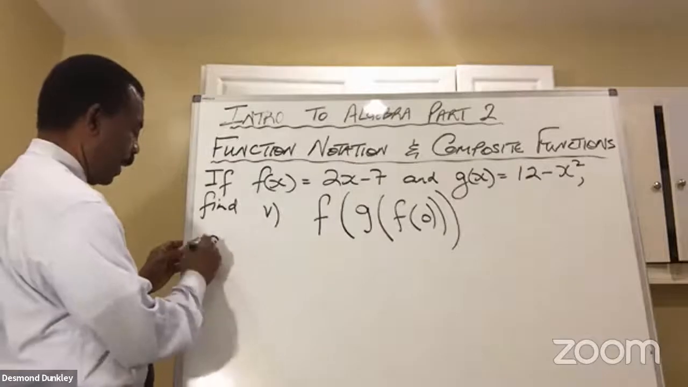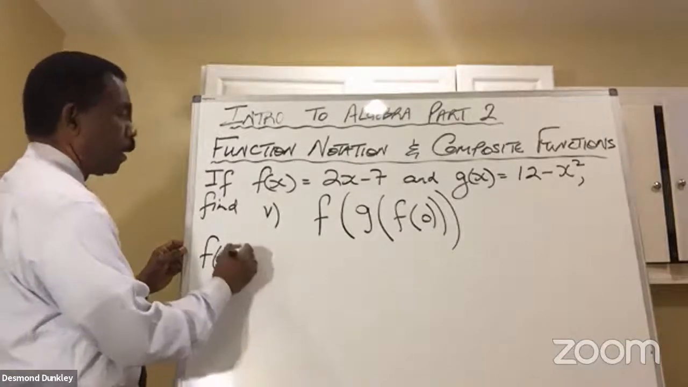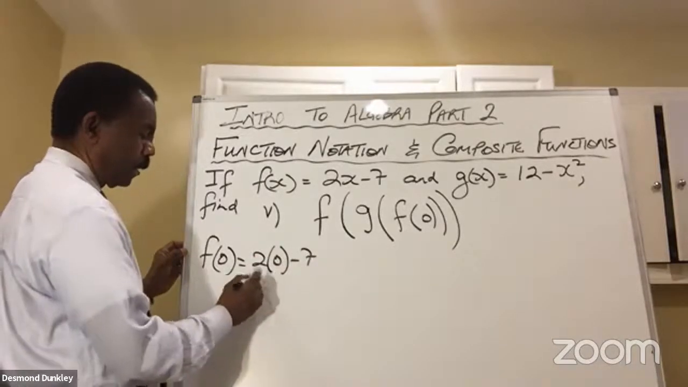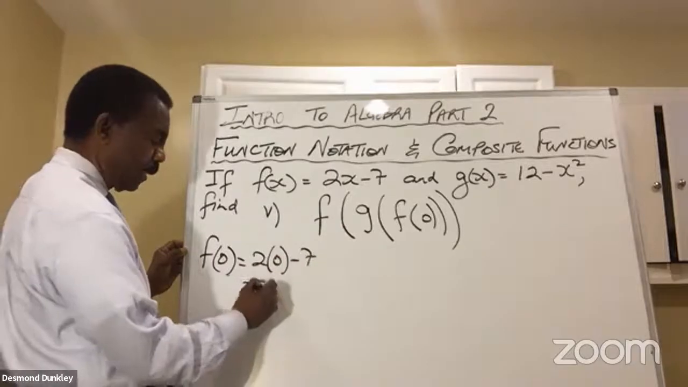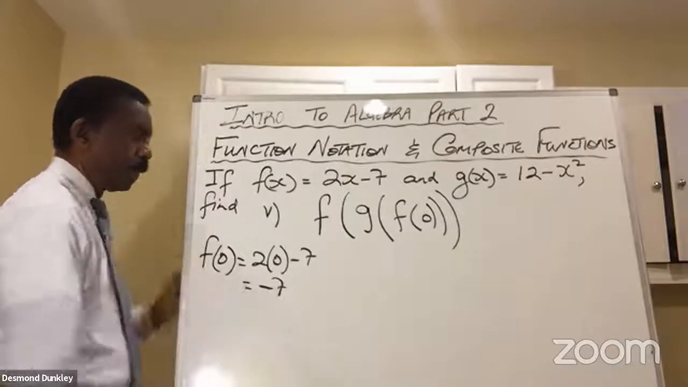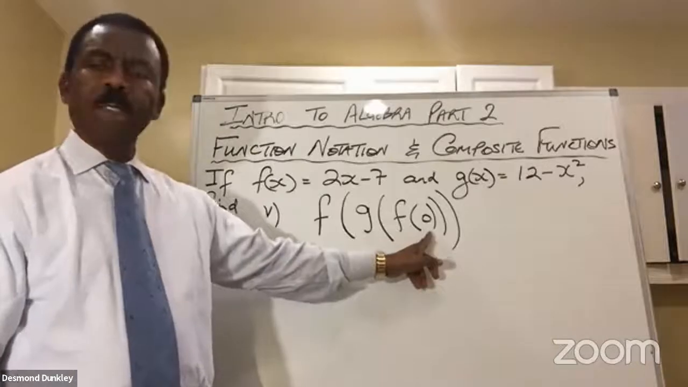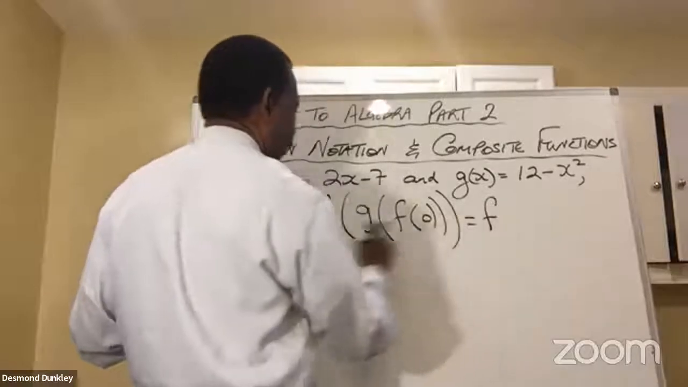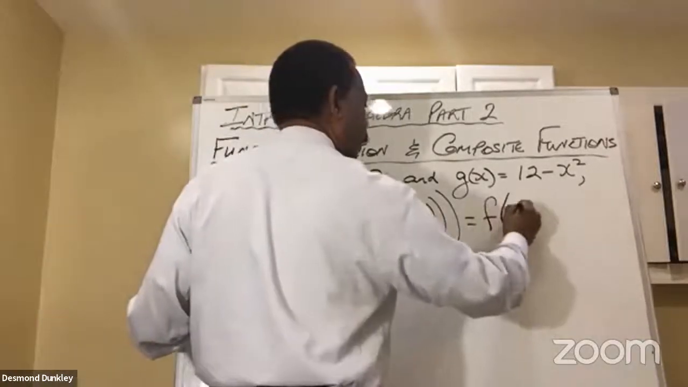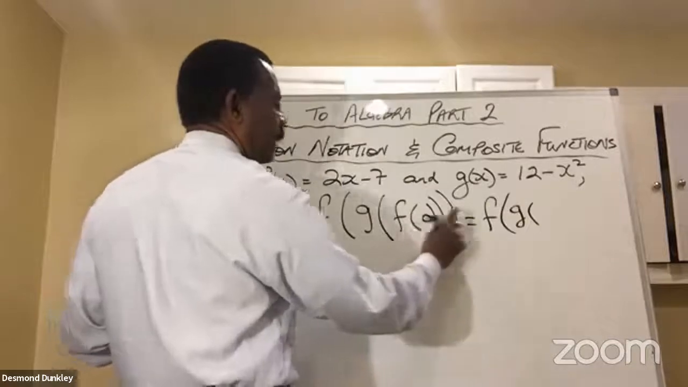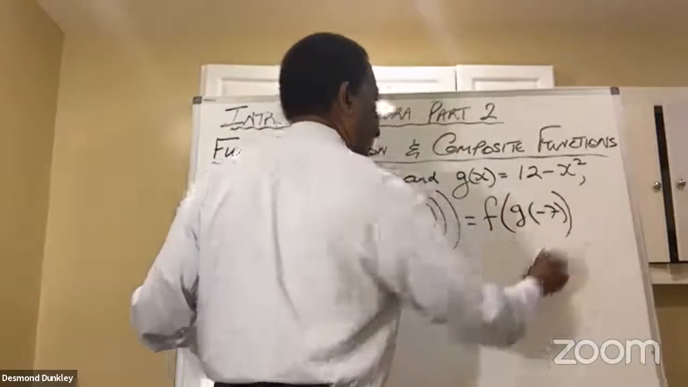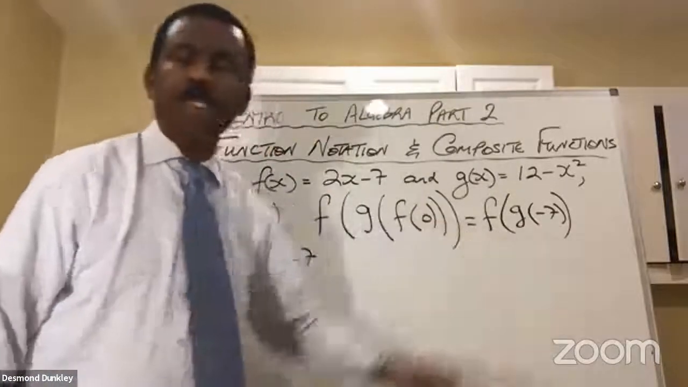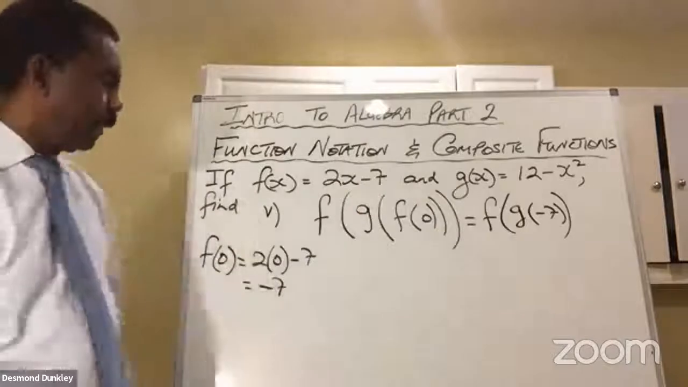So let's go. f of 0 is equal to 2 times 0 minus 7. 2 times 0 is 0, minus 7 is -7. So we just found out that f of 0 is -7. So the problem now becomes f of g of -7. So it has 3 layers. We did the first layer, so now we have 2 layers to go. So what is g of -7?